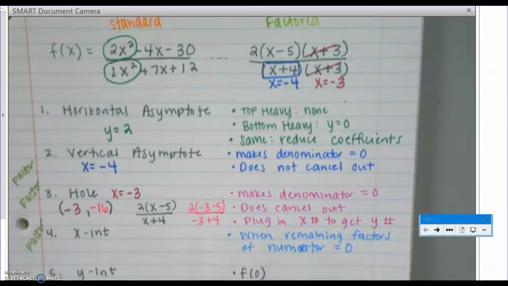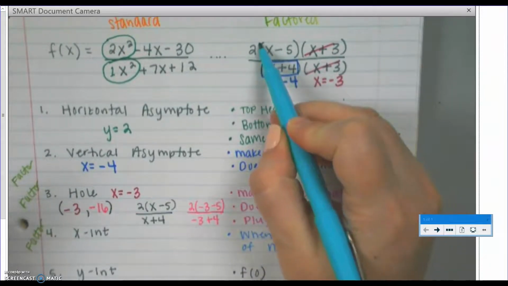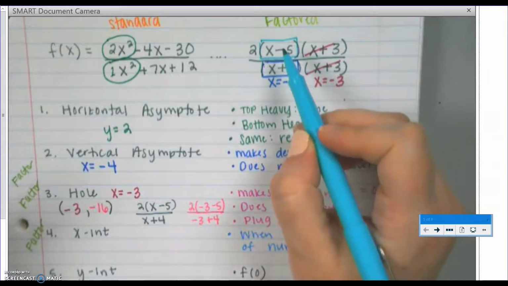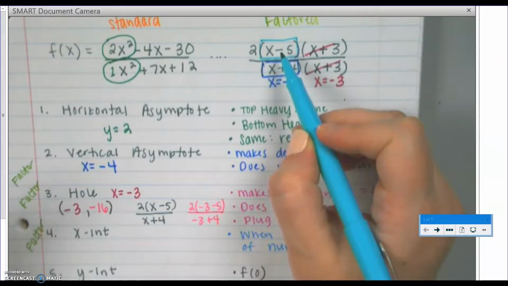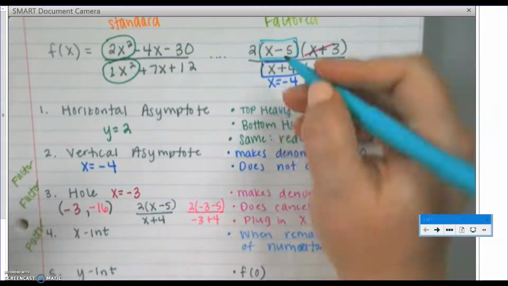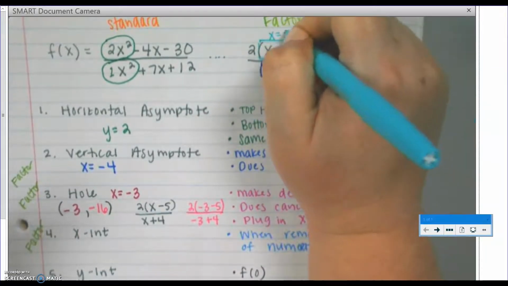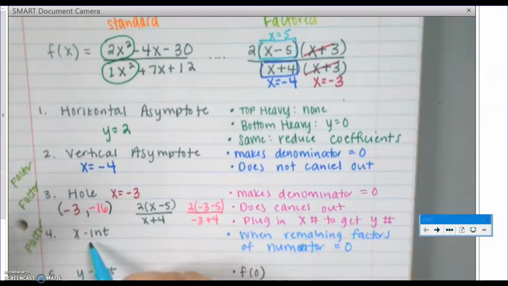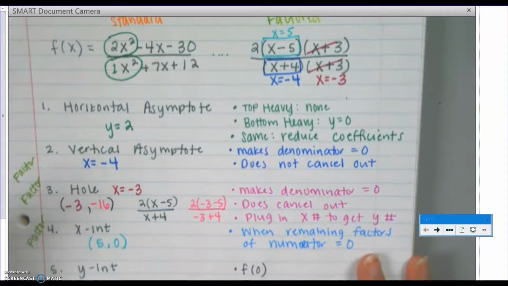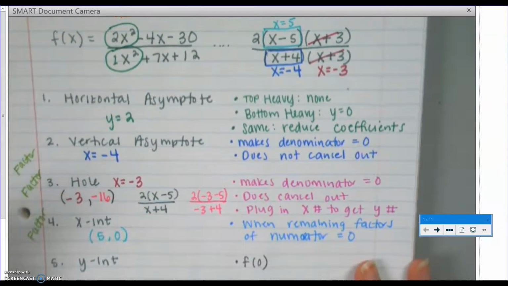So if I look at my numerator, I still have an x minus 5 in the numerator. So whatever makes that factor 0 is where I have an x-intercept. And so that number would be 5. So my x-intercept is the point (5, 0).